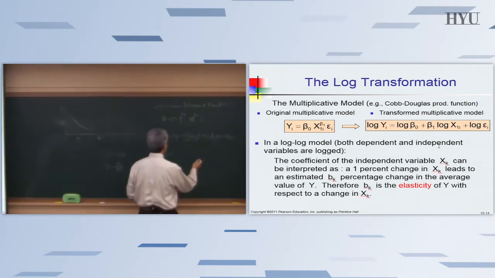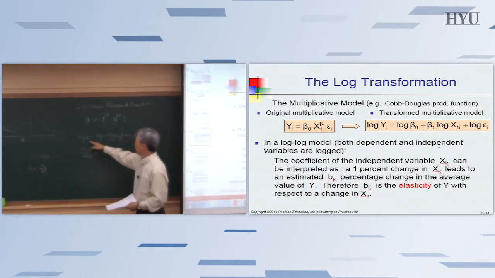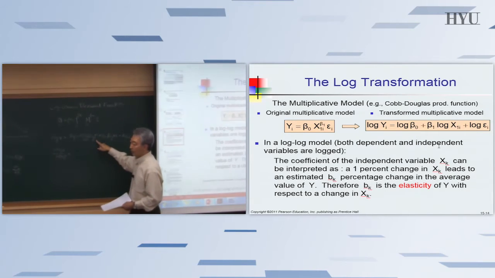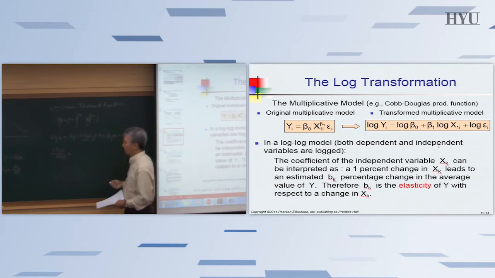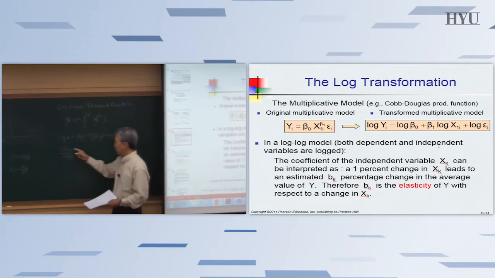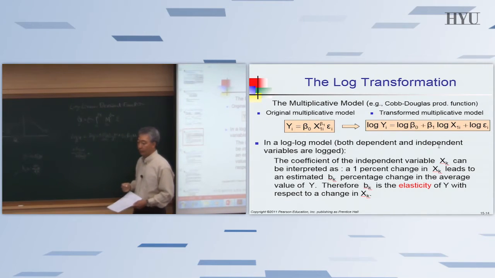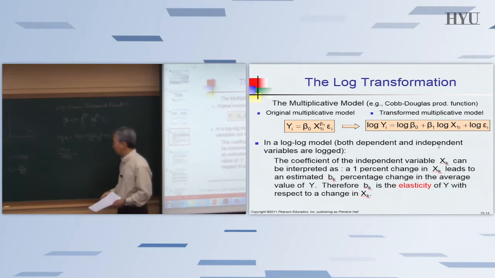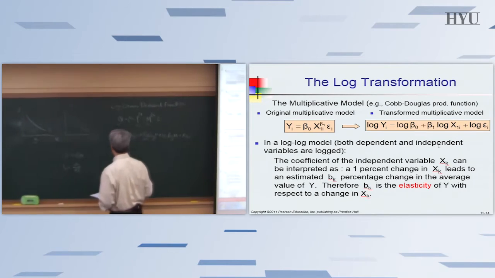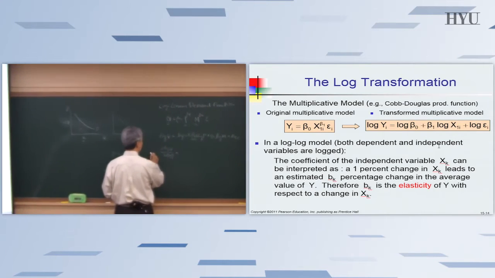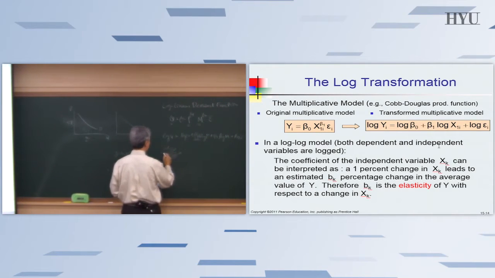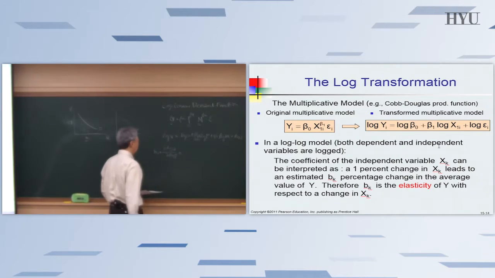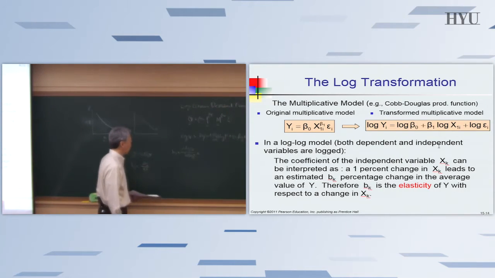Well, in this case, q is a function of p, but there's another independent variable m here, right? So you have to take the partial derivative. Is it called 부분 미분? Right? Partial derivative. Okay? So once you estimate the equation, b1 will be partial of log q with respect to log p, right?